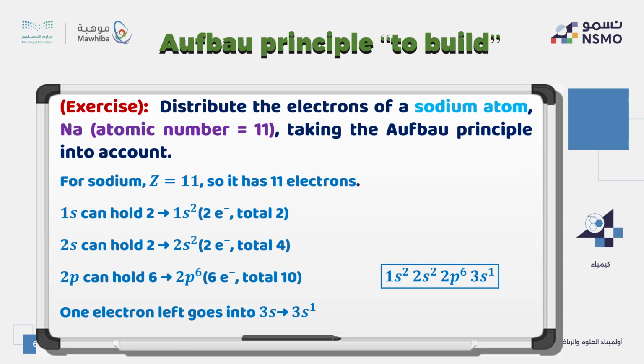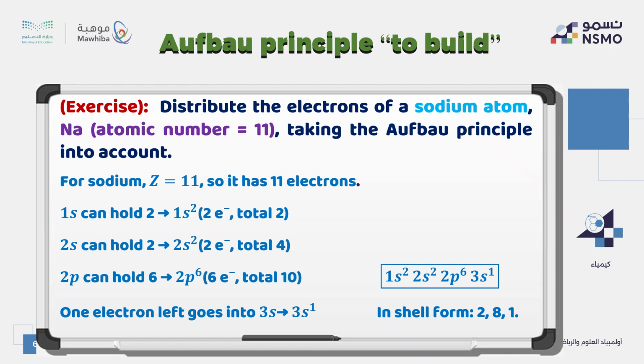Shell energy level form. Sometimes electron configurations are written in shell form, showing how many electrons occupy each main level. For sodium, first shell n equals 1, 2 electrons; second shell, 8 electrons; third shell n equals 3, 1 electron. So the shell configuration is 2, 8, 1.